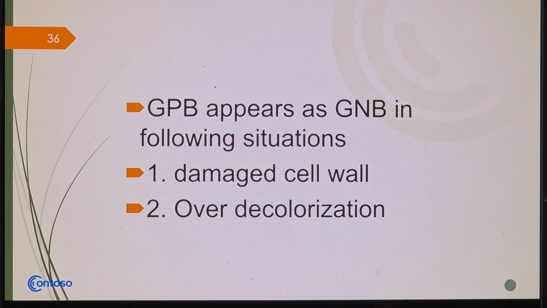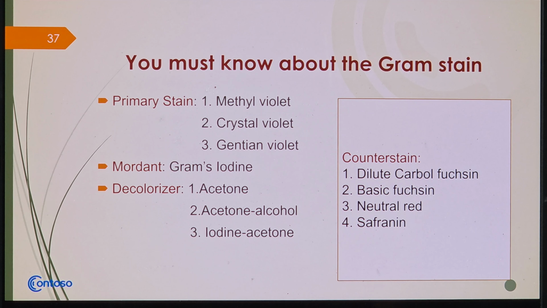Gram-positive bacteria appear as gram-negative in the following situations. First, damaged cell wall. Second, over decolorization. You must know about the gram stain. Primary stain is methyl violet, crystal violet or gentian violet. Then mordant, gram iodine. Decolorizers are acetone or acetone alcohol or iodine acetone. Then counterstains: dilute carbol fuchsin or basic fuchsin or neutral red or safranin.